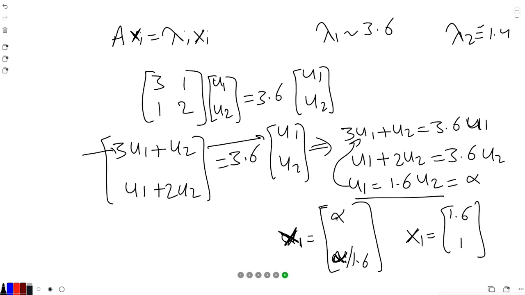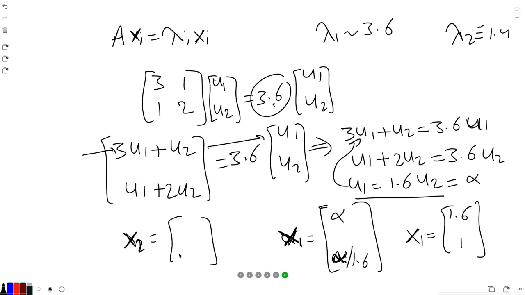Okay, and now we can repeat the same process, but instead of putting lambda 1 here, you can put lambda 2, and then you will find the second eigenvector. It will also be a ratio between two elements. Now you have found the eigenvalues and eigenvectors. So this is the way that you can compute them.